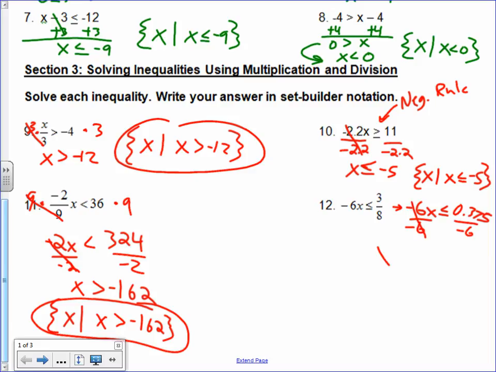Okay, and you have x, change the symbol again, negative rule, greater than or equal to, I think it's going to be -0.0625.